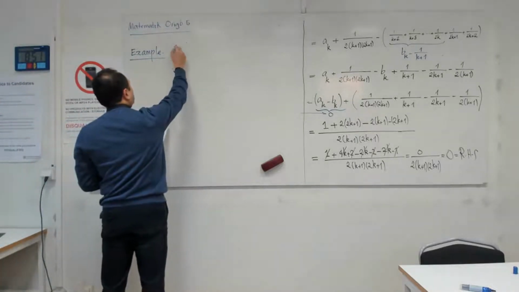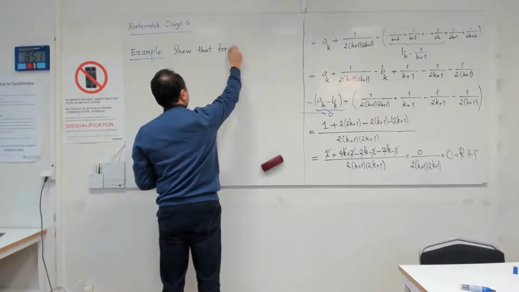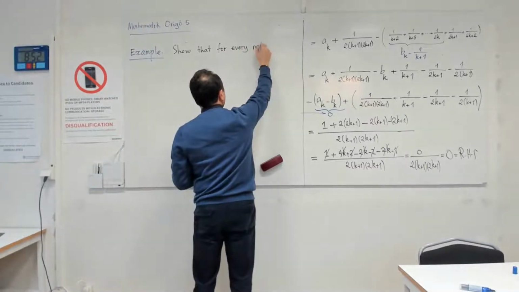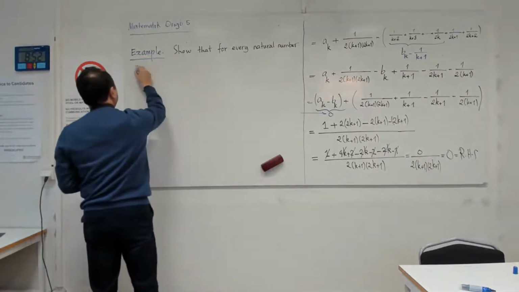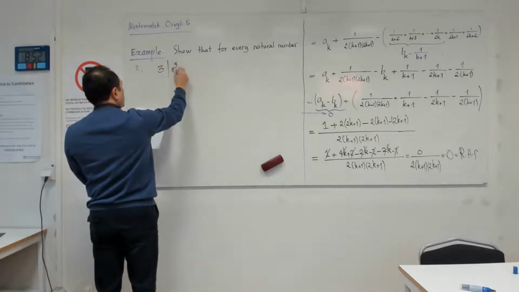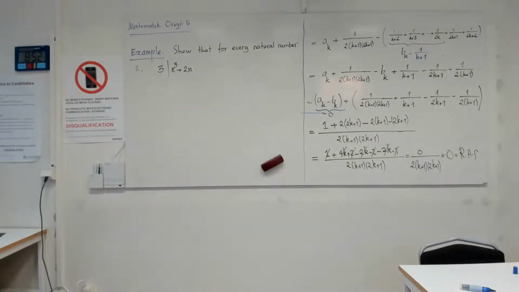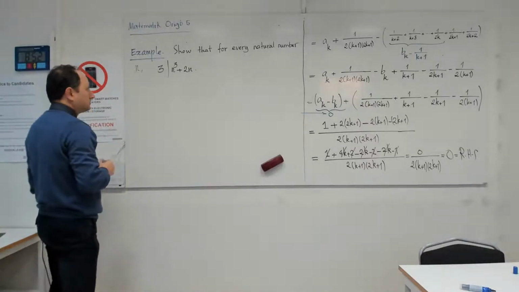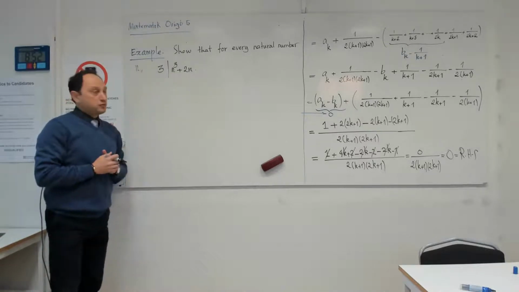Show that for every natural number n, 3 divides this number, n to the 3 plus 2n. So we want to show that for any natural number n, this is divisible by 3. Yes?